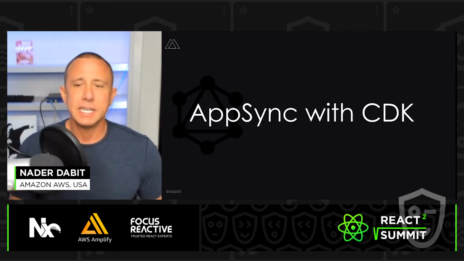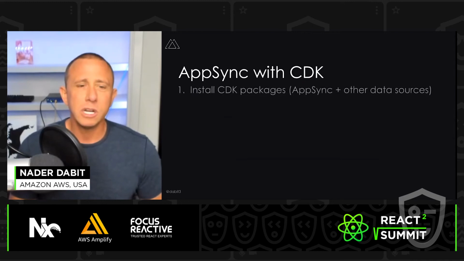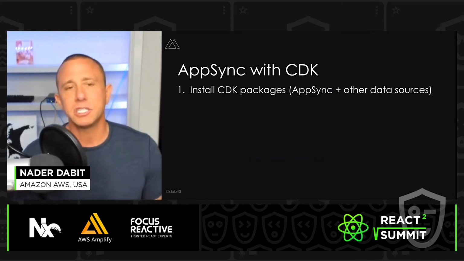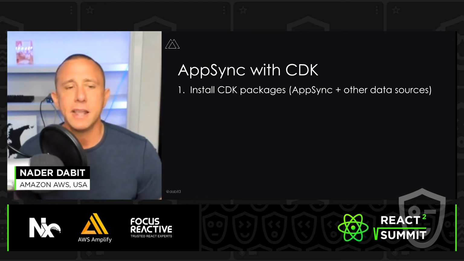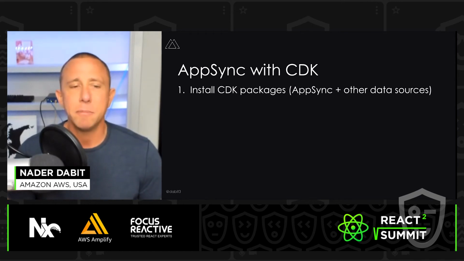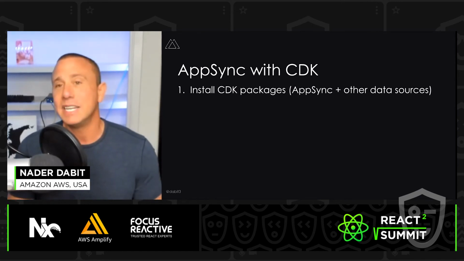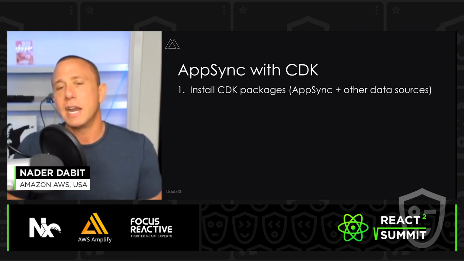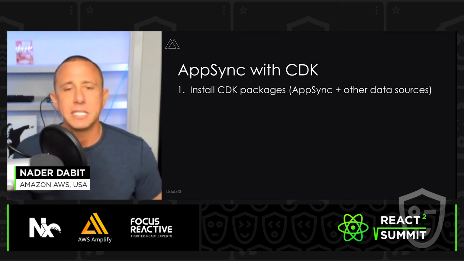So AppSync with CDK. What you'll typically do is create your new CDK project, just like we showed you a moment ago, with cdk init. You'll install any npm packages that you'll need, any CDK packages using npm. So for instance, for AppSync, you're going to need to install the AppSync CDK package, and then you'll also maybe need to install other data sources like Lambda and DynamoDB for whatever databases you're interacting with from CDK.